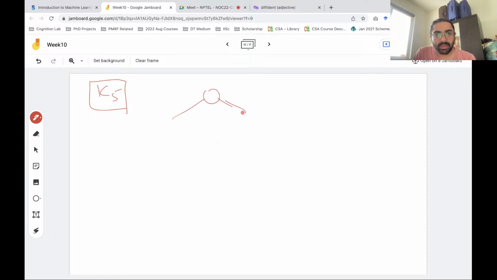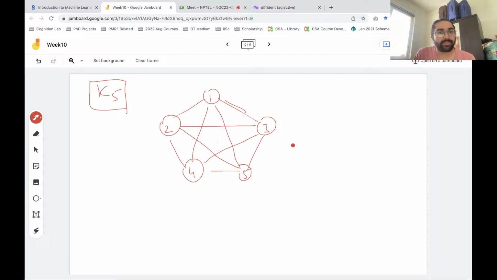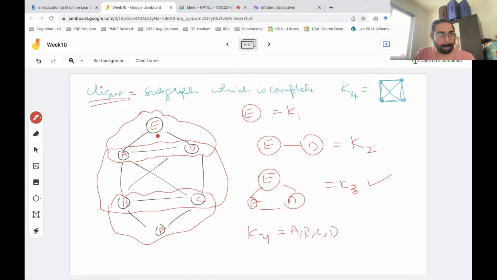Okay, so let's say node 1, node 2, node 3, node 4, and node 5, right? So all of these edges should also be part of this. I should have 5 into 4 by 2, which is 10 edges. So here if you see, E and B are not connected, right? Okay, got it. So hence the maximum clique that E can belong to is just 3, and therefore every node has to be connected to every other node to become a clique. Correct. So complete is the keyword here, right?